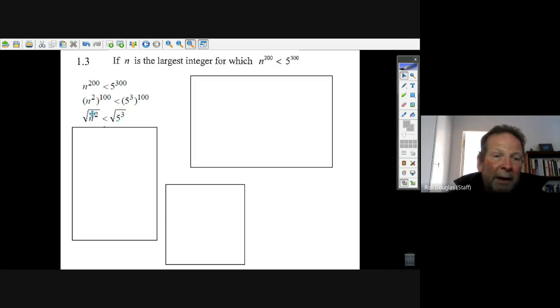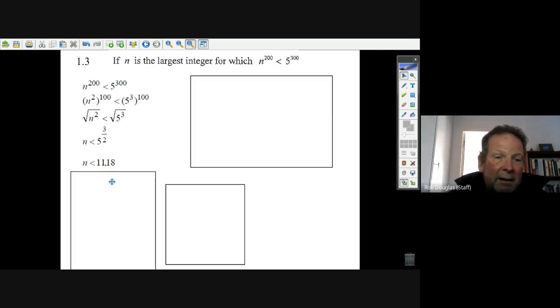Well, we want to get n, so you square root n squared to get n, and the square root of 5 cubed, you can put in your calculator, and it's 11.18. What's the largest number it can be? If it's 12, it won't be less. So the largest number must be 11. That's pretty well the way I did it.